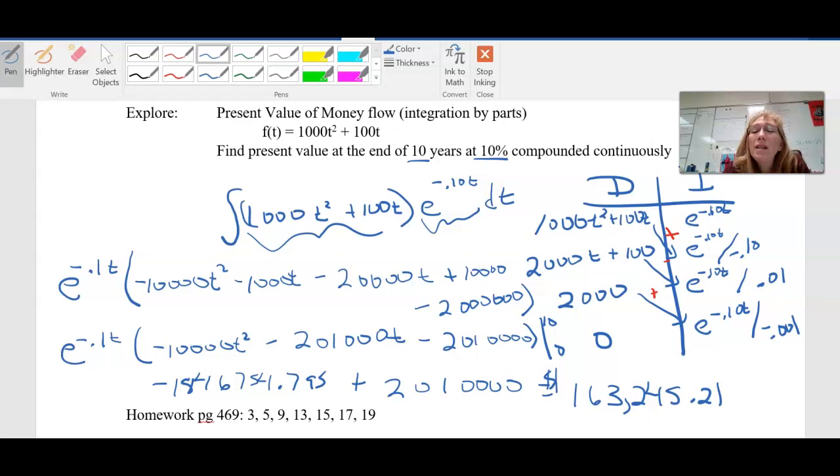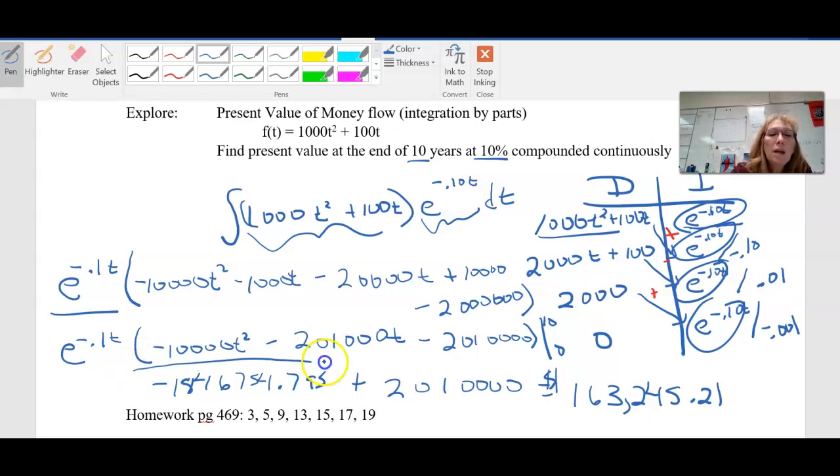All right, now I did the table method. So we're deriving the first function, you're integrating the e, you're multiplying down, you're adding and subtracting all the way through. I pulled out e to the negative 0.1t because everybody has that in to make my life easier. And now I just did the math, the multiplication, combined like terms on this step, plugged in 10 to 0, and your final answer is $163,245.21.